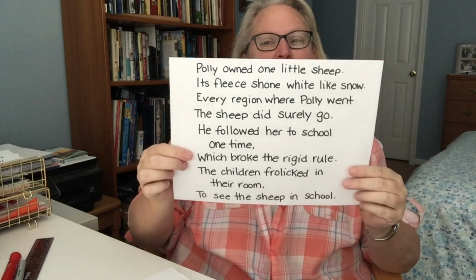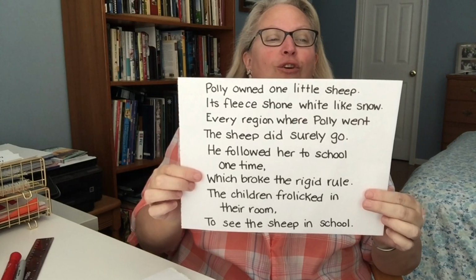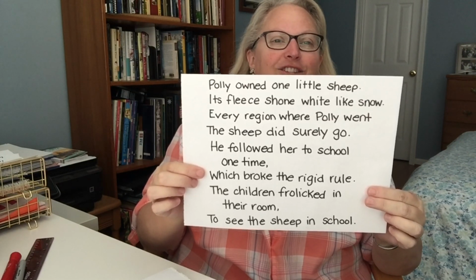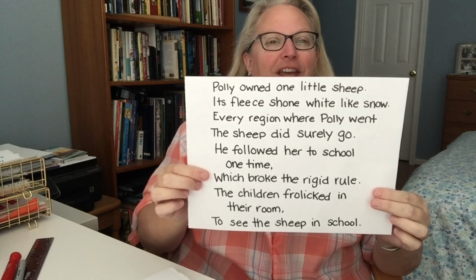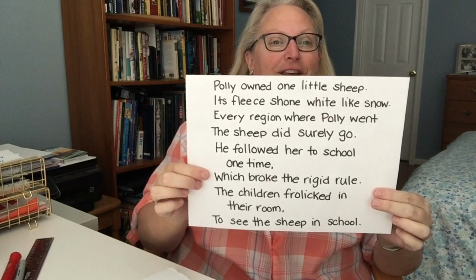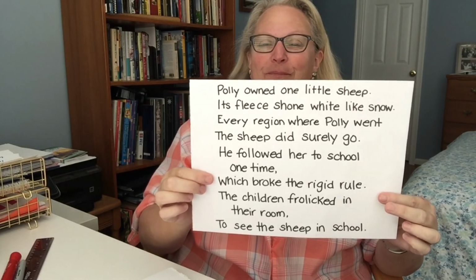Someone else already did this for us. They created a lipogram of Mary Had a Little Lamb by taking away the letter A. And here's what they got. Polly owned one little sheep. Its fleece shone white like snow. Every region where Polly went, the sheep did surely go. He followed her to school one time, which broke the rigid rule. The children frolicked in their room to see the sheep in school.